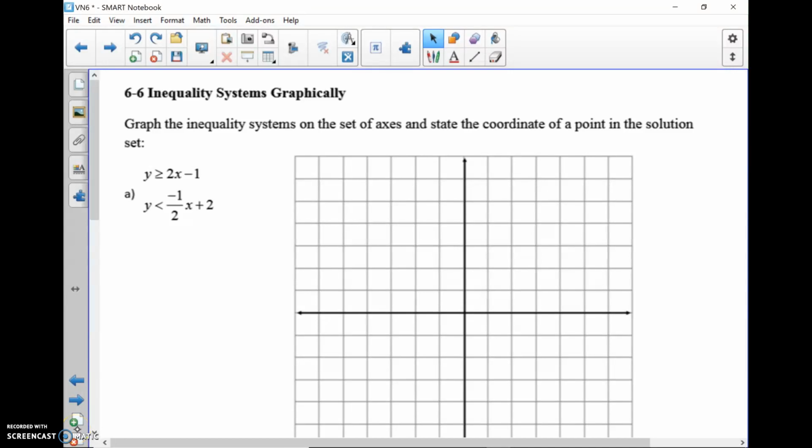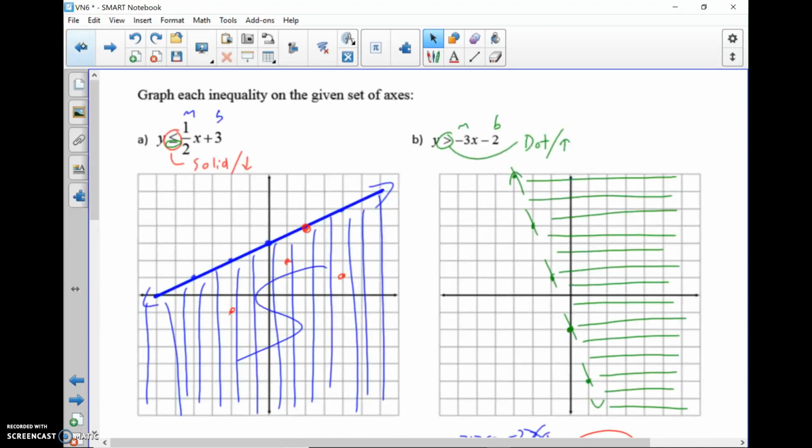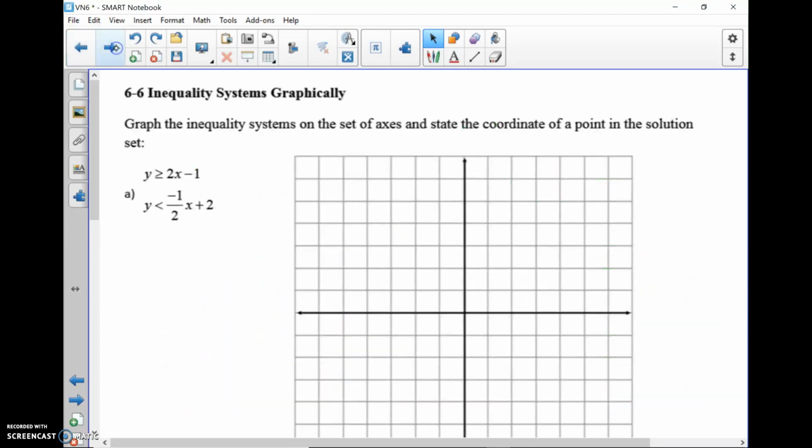Algebra 1 Common Core, Unit 6, Section 6, Inequality Systems Graphically. The previous section, 6.5, you learned how to graph inequalities, and the big thing there was that, instead of an equal sign, we have a less than, greater than, less than or equal, greater than or equal to, and it's not always a solid line. Sometimes we draw a dotted line, and then we also always shade to one side.